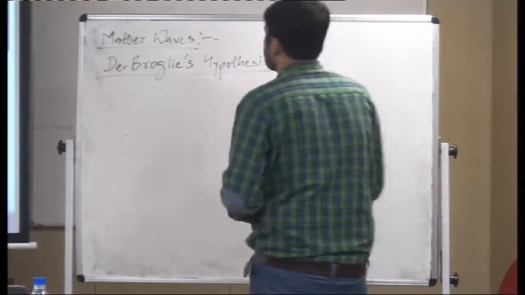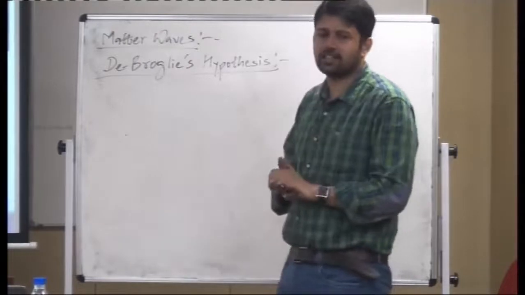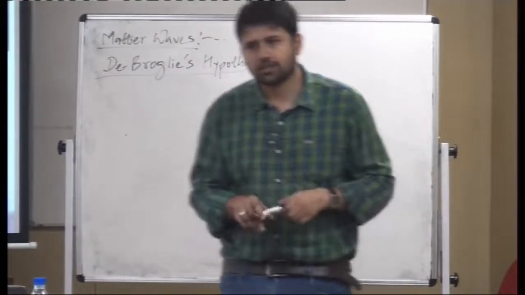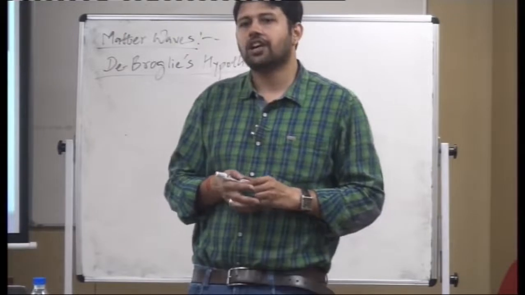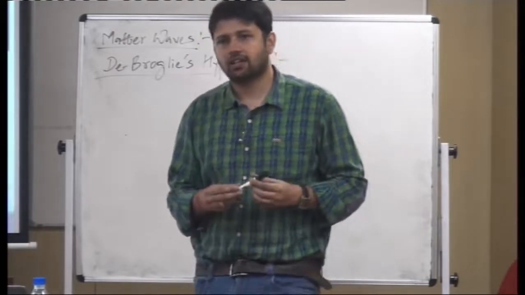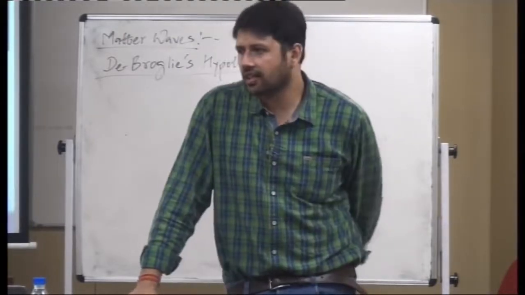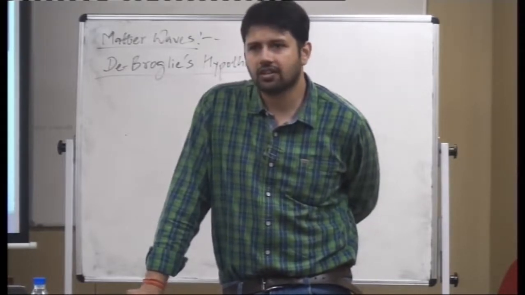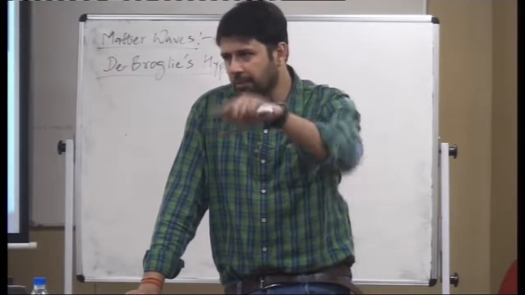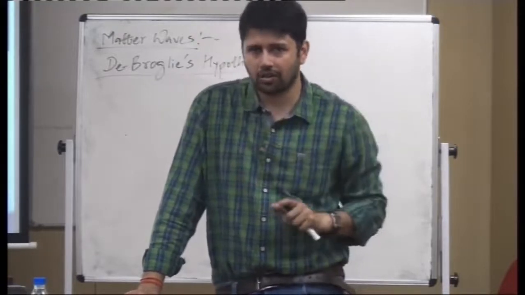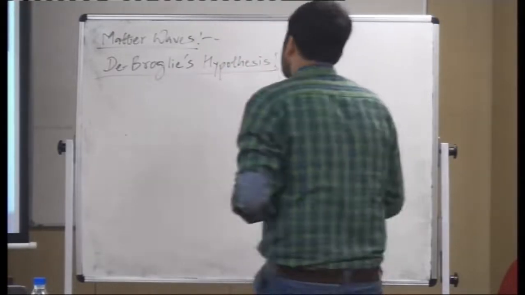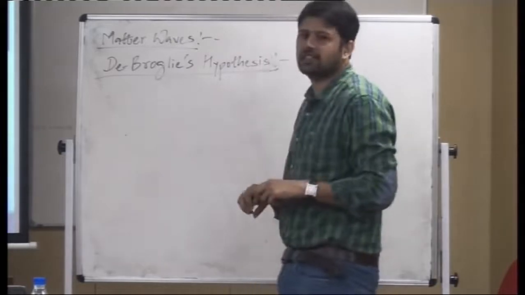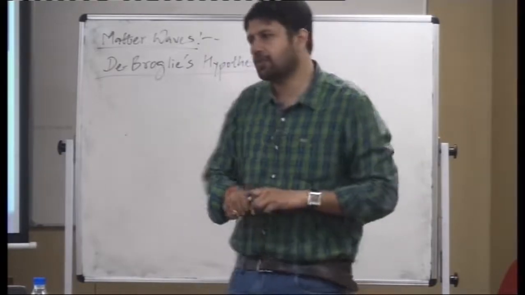So what happens actually? What he said was that nature loves symmetry. This was his statement. Nature loves symmetry. If light or radiation can behave like particles, then particles can also behave like waves. If a wave can behave like a particle, then a particle can also behave like a wave. So he said that matter exists in the form of particles as well as in the form of waves.